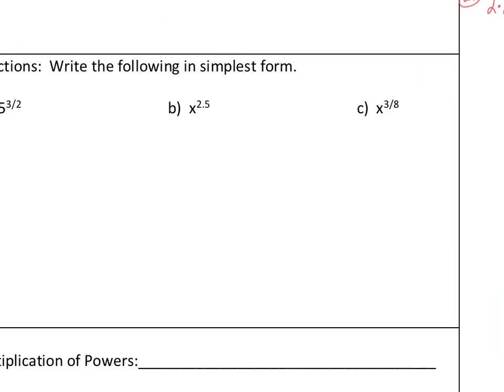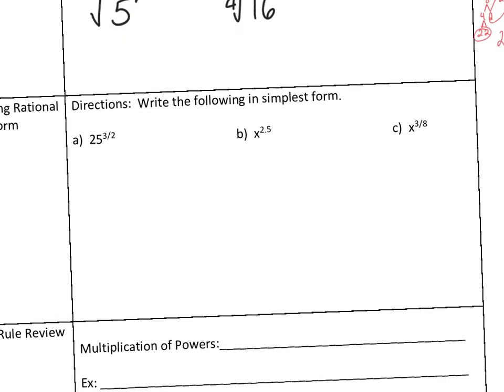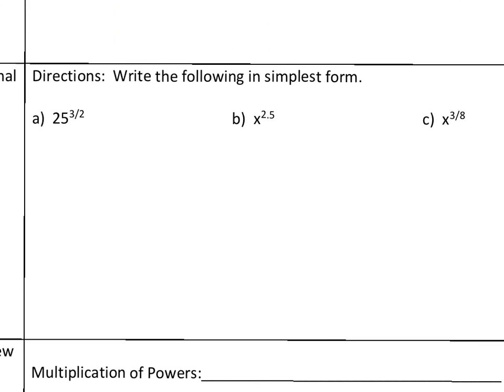So now we're going to be dealing with simplifying rational form. It just wants us to write the following in the simplest form. So we're going to convert it into radical form, okay? And then we're just going to simplify it, just like we've been doing this whole time, okay? So this first one, 25 to the 3/2 power. How would I write that as a radical?